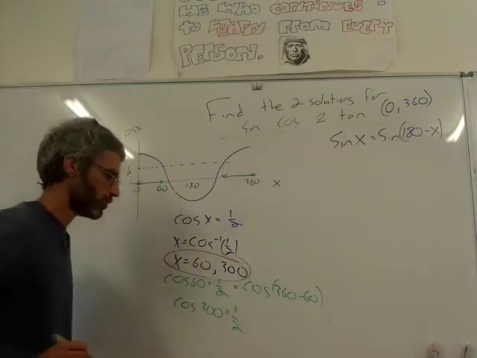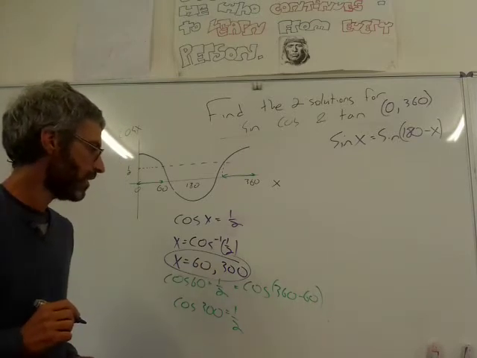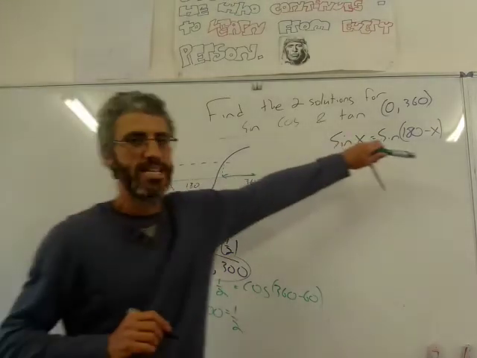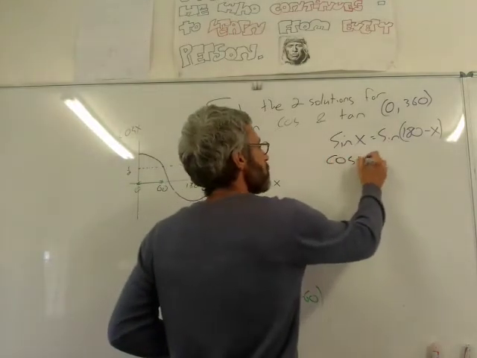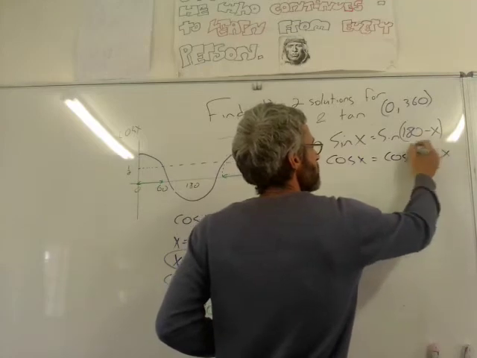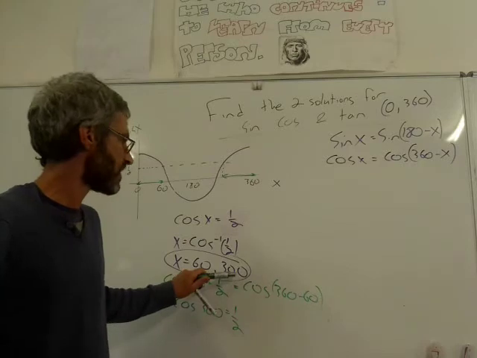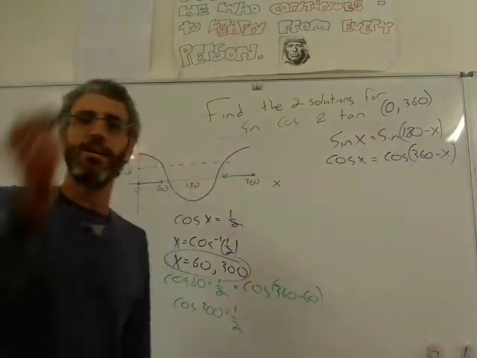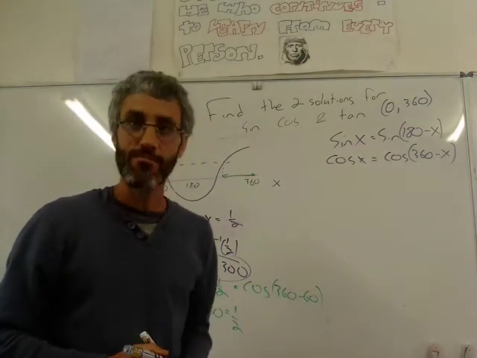Again, two solutions. Just like we had two solutions for sine, we have two solutions for cosine. But to find the second solution for cosine, we're not doing 180 minus what it was here, 60. No. We're doing 360 minus 60. So instead of 60, let's say I had 20 or 30 or 40, I always do 360 minus 20. In other words, cosine x equals cosine of 360 minus x.